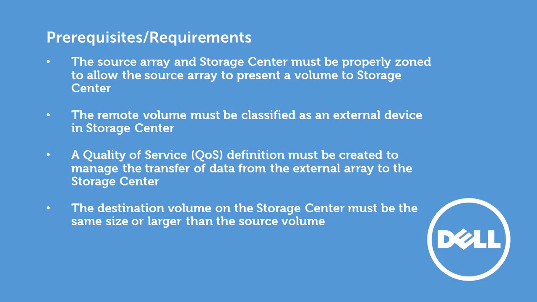Before using the thin import process, the following prerequisites and requirements must be met. First, the source array in Storage Center must be properly zoned to allow the source array to present a volume to the Storage Center. Once the remote volume is presented to the Storage Center, it must be classified as an external device. Next, a QoS definition must be created to manage the transfer of data from the external array to the Storage Center.